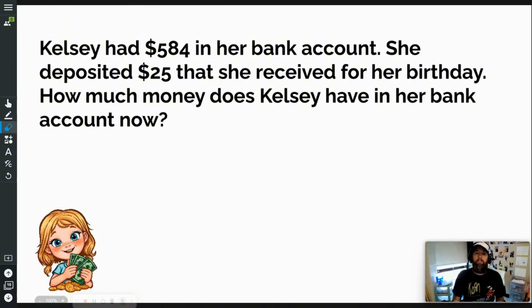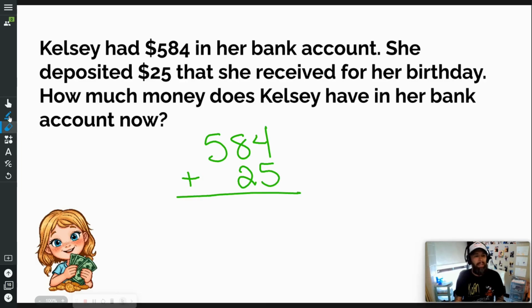Kelsey had $584 in her bank account. She deposited $25 that she received for her birthday. Happy birthday, Kelsey. How much money does Kelsey have in her bank account now? So she had an amount and she's adding more to it. So we're adding 584 plus 25. So let's write that out. 584 plus 25 and see what that ends up getting us.